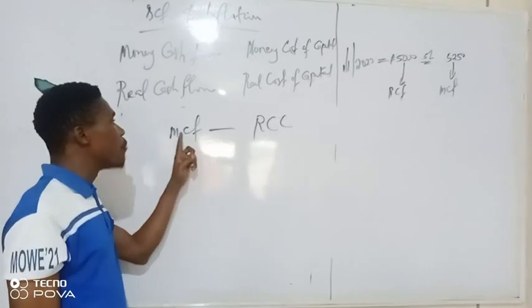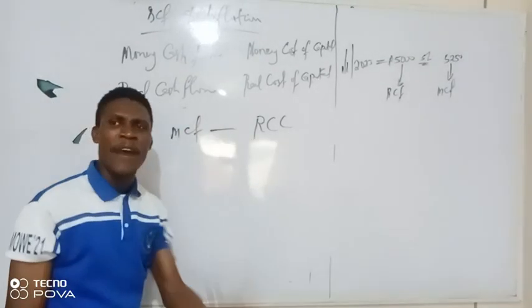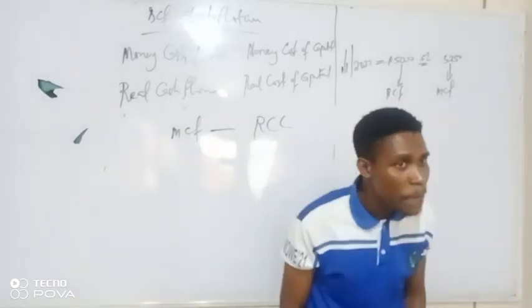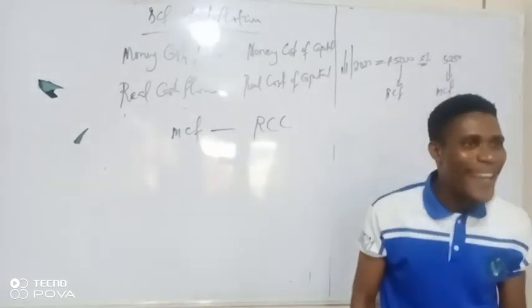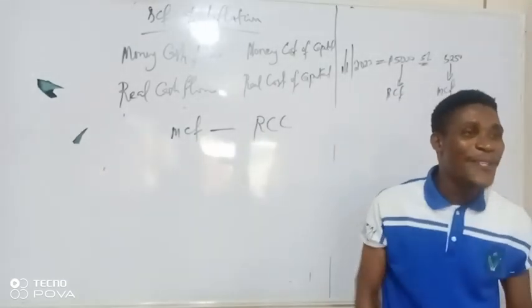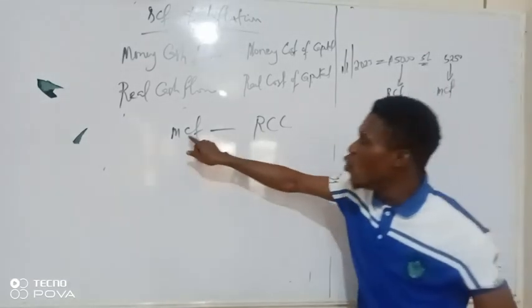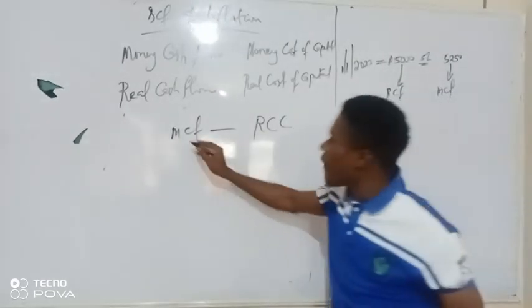Now, you must not use money to discount real or use real to discount money. What do you have to do? That means you must bring them to the same level. Now, you must bring them to the same level. You have two options.